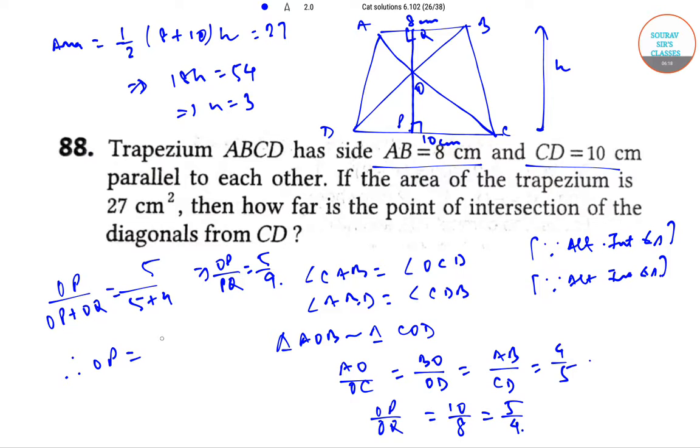Therefore, OP is equal to 5 by 9 into PQ, that is 5 by 9 into 3, which is 5 by 3 centimeters. So the required distance is 5 by 3 centimeters.